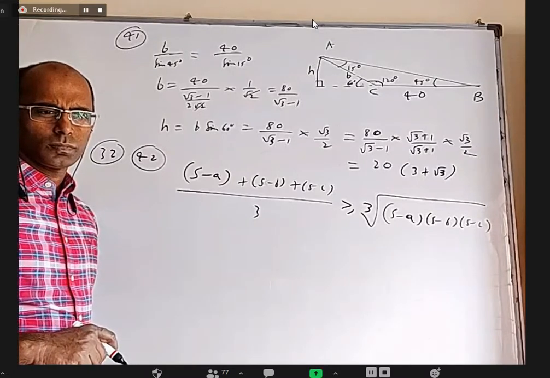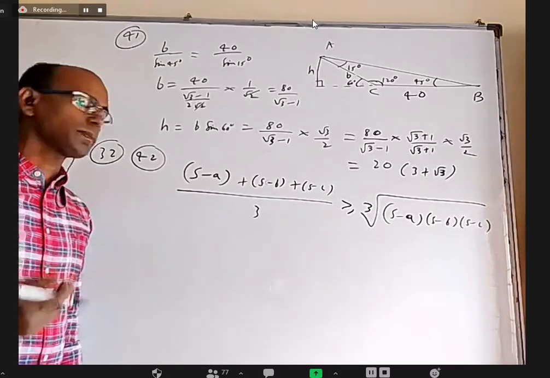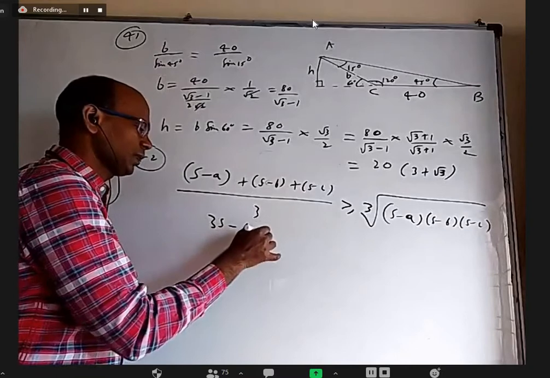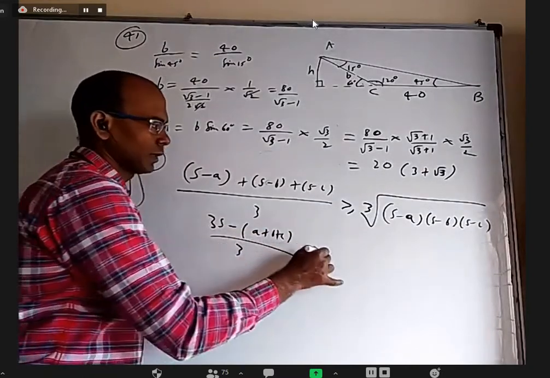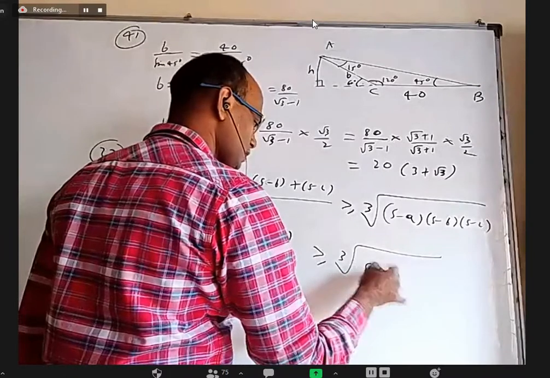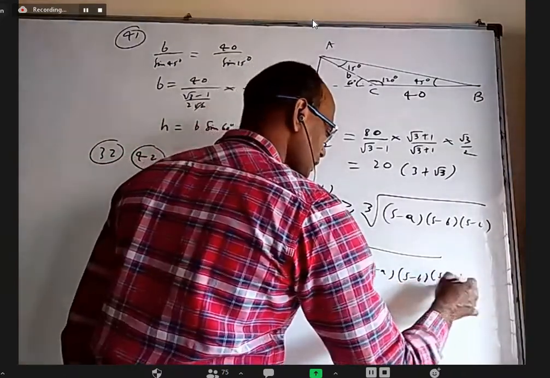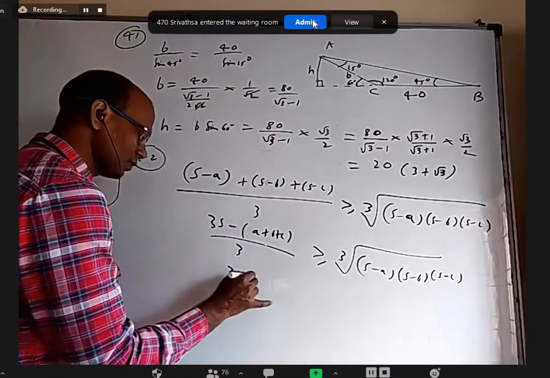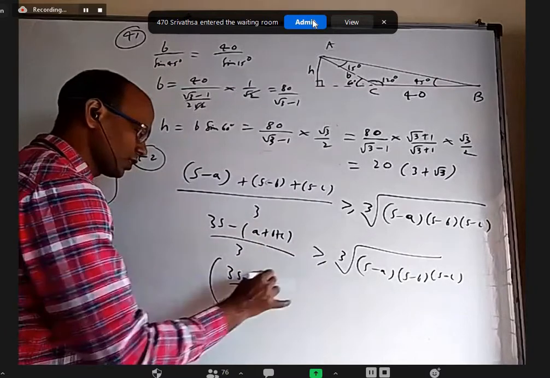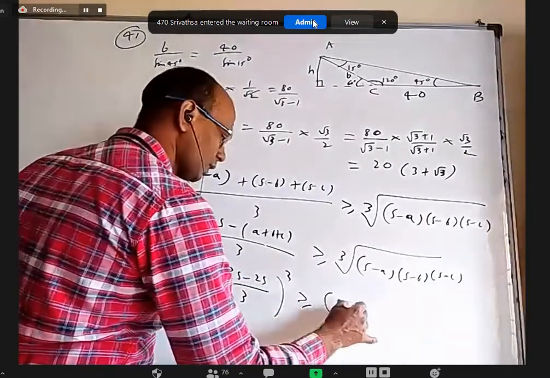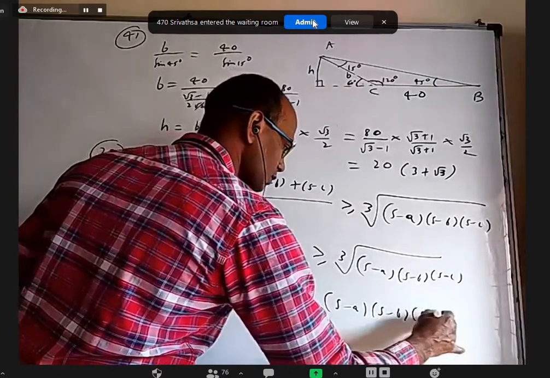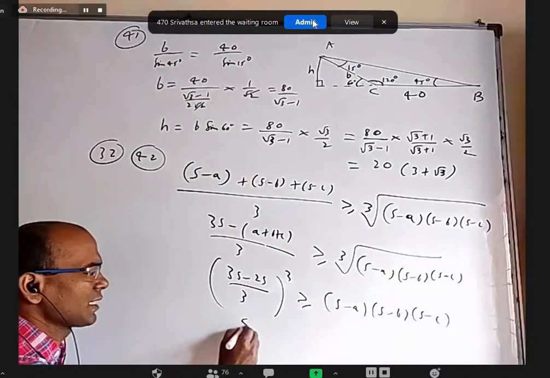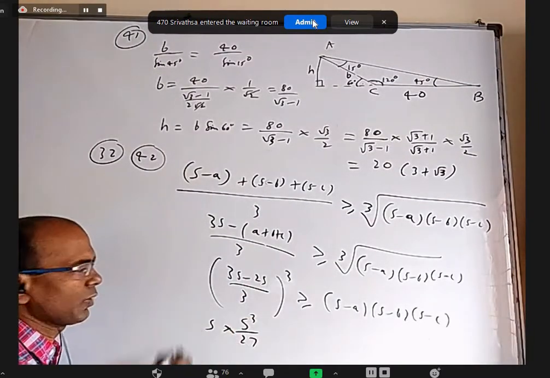S plus S plus S is 3S, minus (A plus B plus C) by 3, is greater than or equal to the cube root of (S minus A) into (S minus B) into (S minus C). But A plus B plus C is 2S, so it will become S. So (3S minus 2S) by 3. I want to cube both sides. The cube is greater than or equal to (S minus A) into (S minus B) into (S minus C). 3S minus 2S is S, so it is S cube by 27. I'll multiply with one more S.